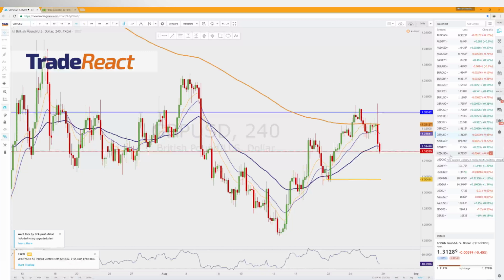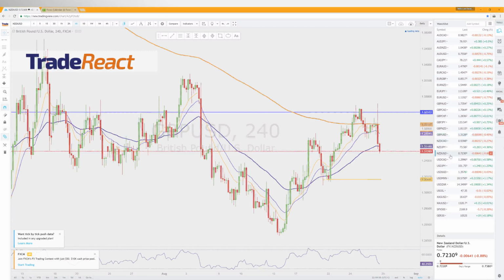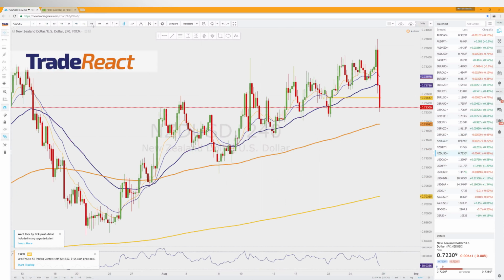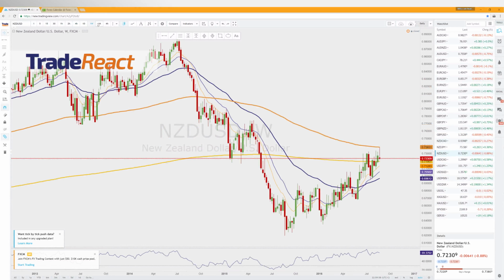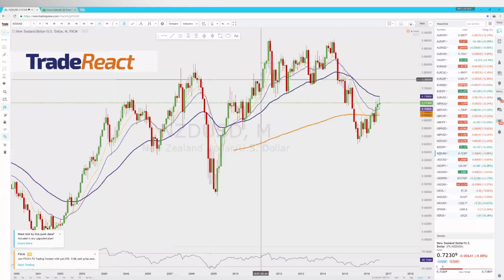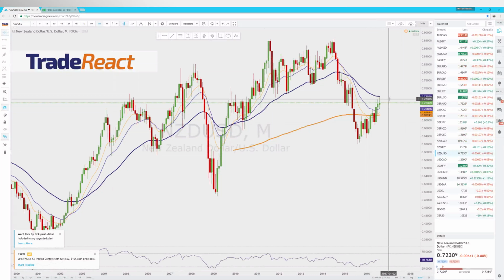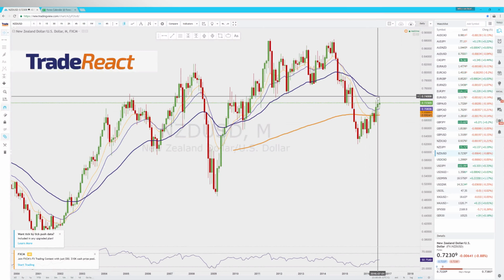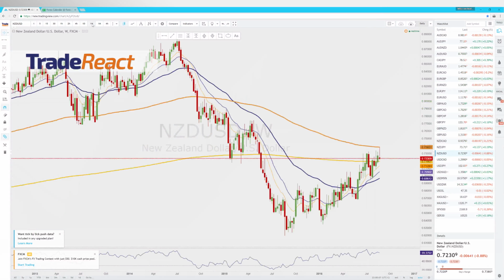Further on, Kiwi, showing you a monthly coming up into some resistance here, 0.74. This is the only thing I can tell you right now in this time, because I want to keep the video short.